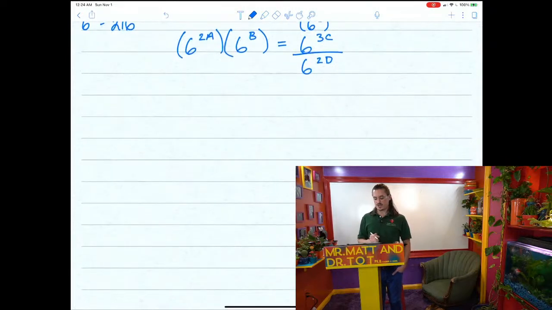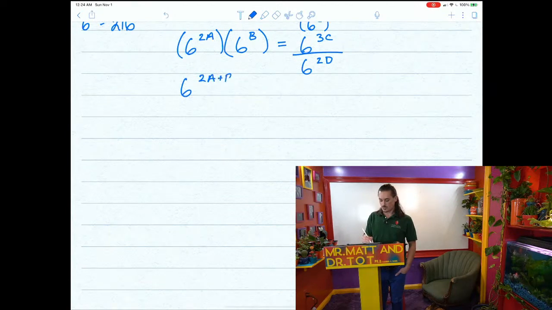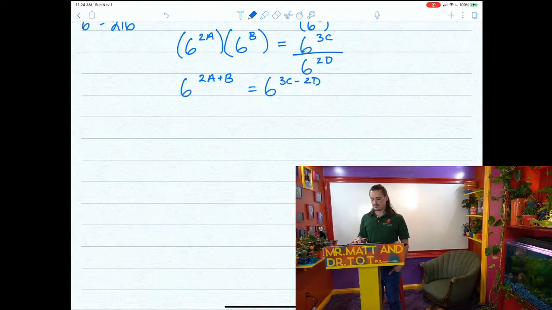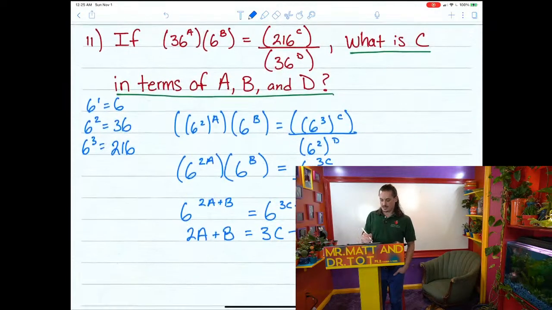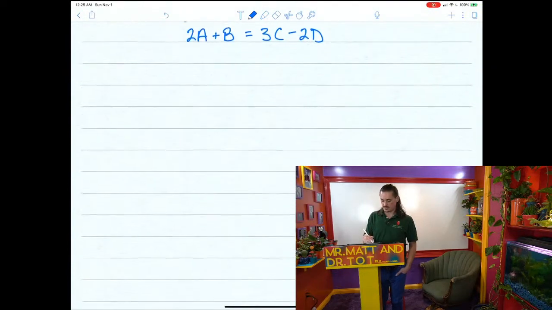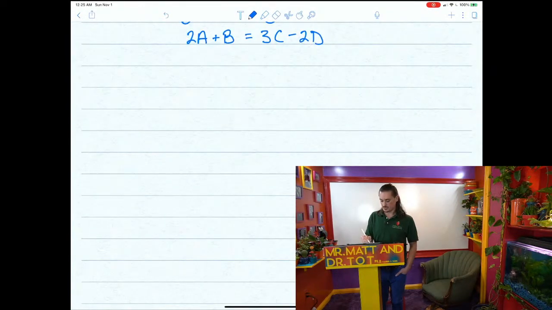Now we have common bases on opposite sides of an equal sign, so we can drop the bases and equate the exponents. So 2a plus b is equal to 3c minus 2d. And they're asking for c in terms of everything else. So I'm just going to isolate for c on one side. So I'm going to add the 2d. Negative 2d is subtracting from the 3c. So I'm going to add 2d on both sides. That's going to eliminate on the right-hand side and just add on to the left because they don't have common variables, so we can't combine like terms.